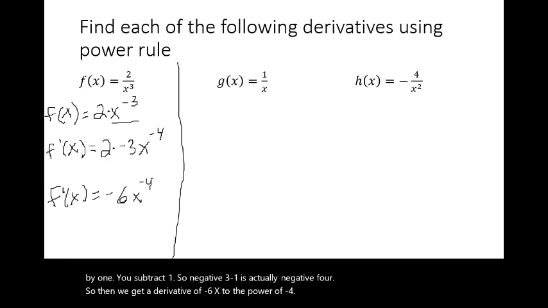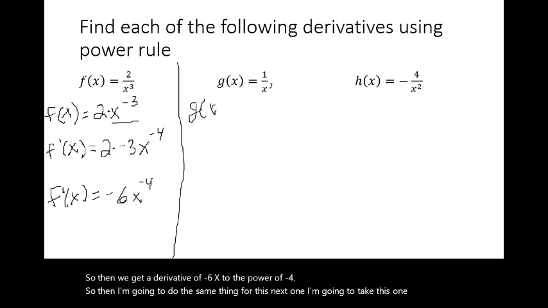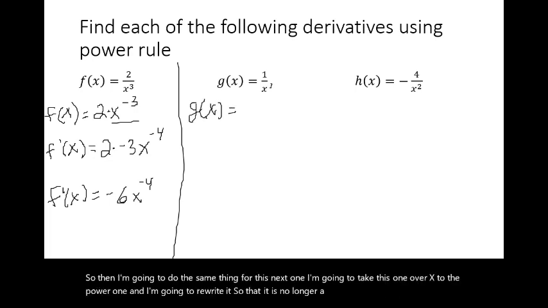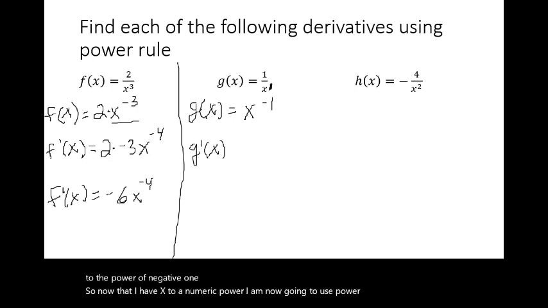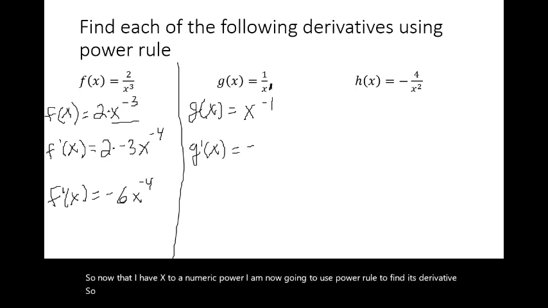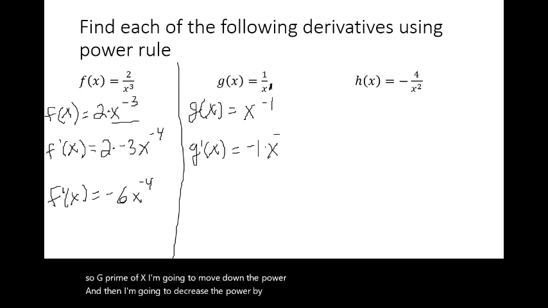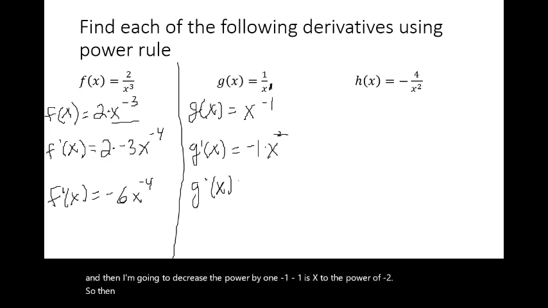Then I'm going to do the same thing for this next one. I'm going to take this 1 over x to the power 1, and I am going to rewrite it so that it is no longer a quotient, so that I do not have to use quotient rule. I'm going to rewrite this as x to the power of negative 1. Now that I have x to a numeric power, I am going to use power rule to find its derivative. So g prime of x, I'm going to move down the power, and then decrease the power by 1. Negative 1 minus 1 is x to the power of negative 2. So then we get a derivative of negative x to the power of negative 2.